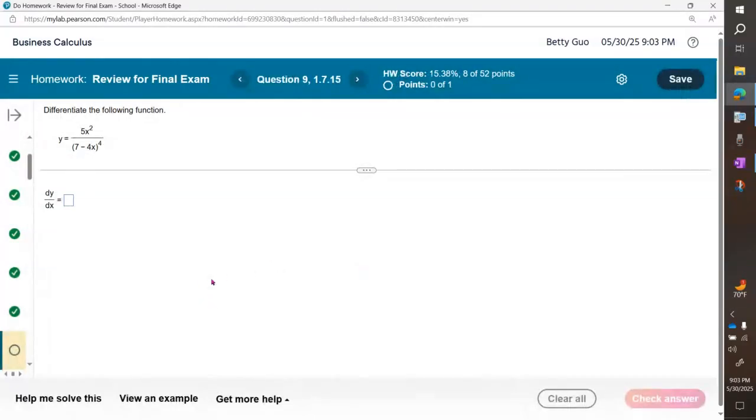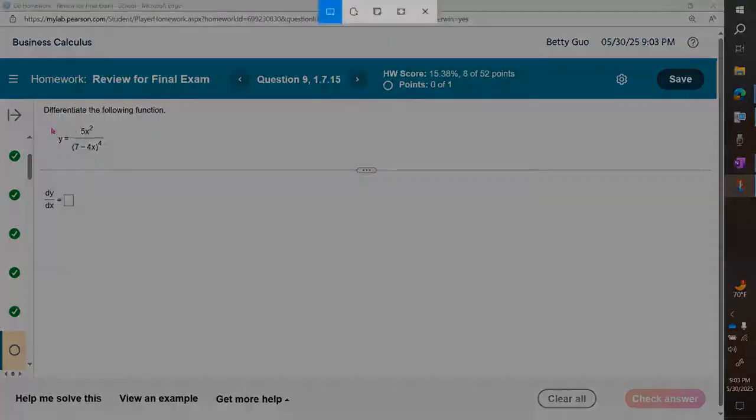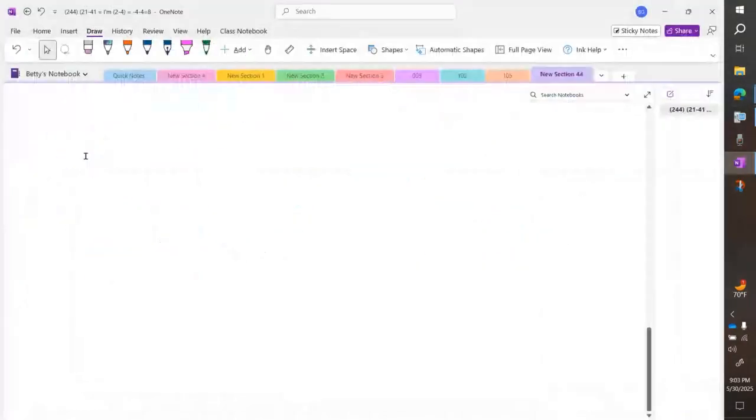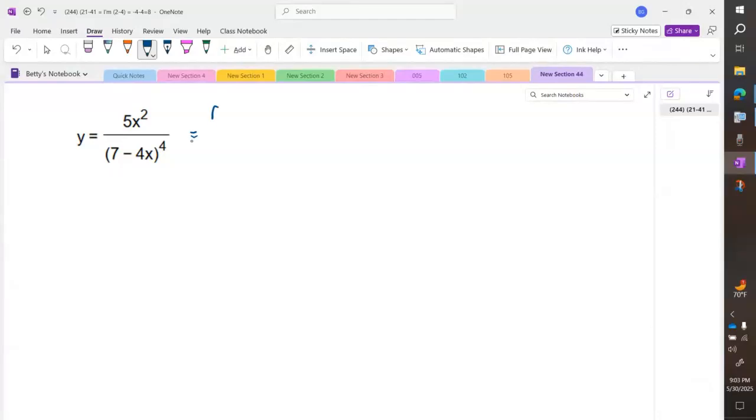Question number 9. Take the derivative. This function is a quotient function. So I'm going to use the quotient rule to take the derivative of the function. We would let f be the numerator and g be the denominator. So f is 5x squared. g is 7 minus 4x to the power of 4.